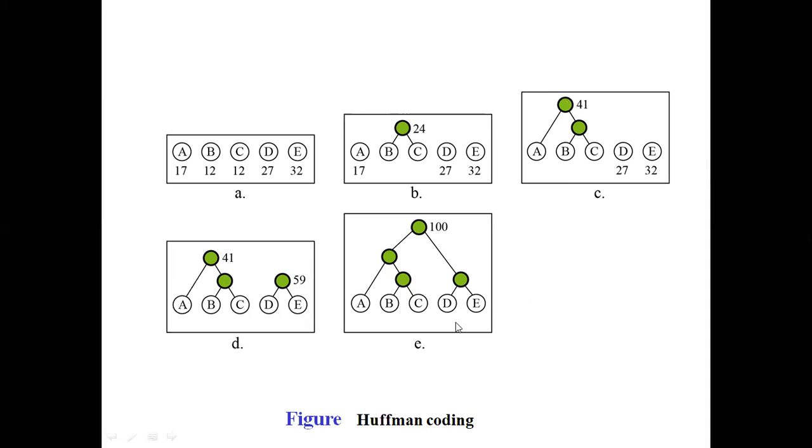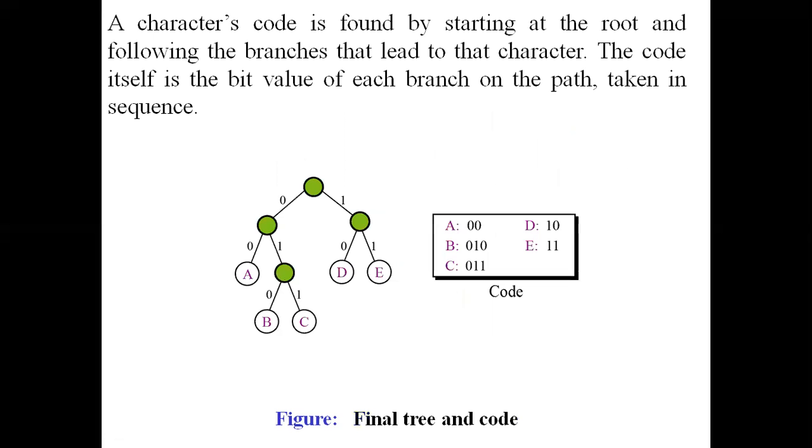Now we can assign codes based on frequency. As we move in the tree, we have 0 assigned on the left side and 1 assigned on the right side. So how I represent A is 0 0. How I represent B is 0 1 0. How I represent C is 0 1 1. Now E is 1 1, D is 1 0. So it's just simple codes.